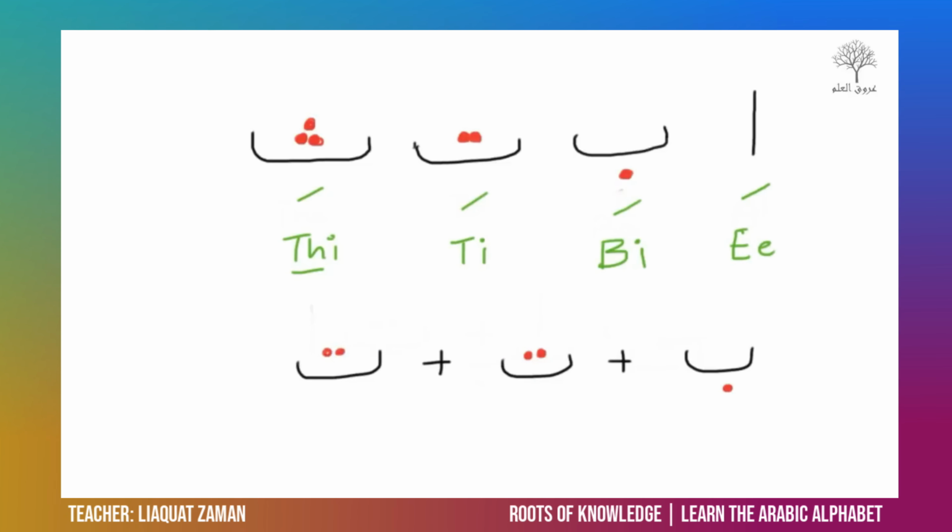Okay, so we have this, and each one has this line underneath. How would we pronounce this? We would say B, T, T, B, T, T, B, T, T. And let's say we change this into three dots. How would we pronounce this? We say B, T, T, B, T, T.